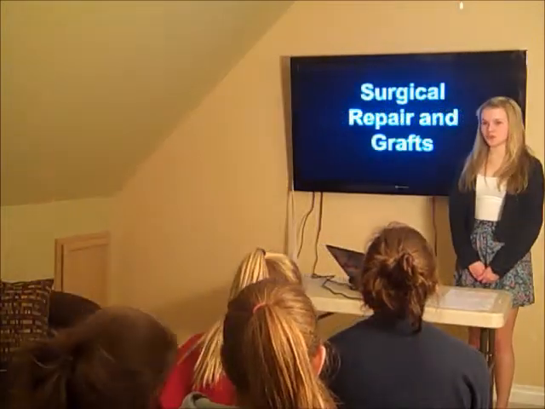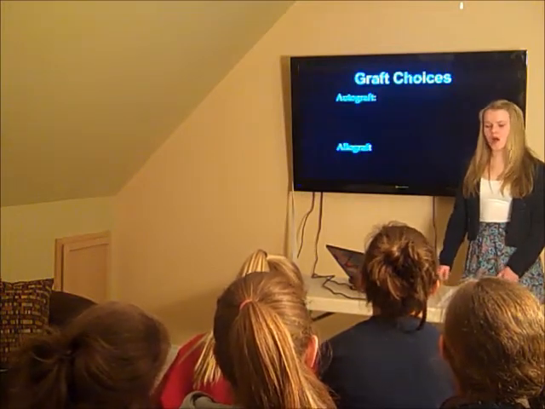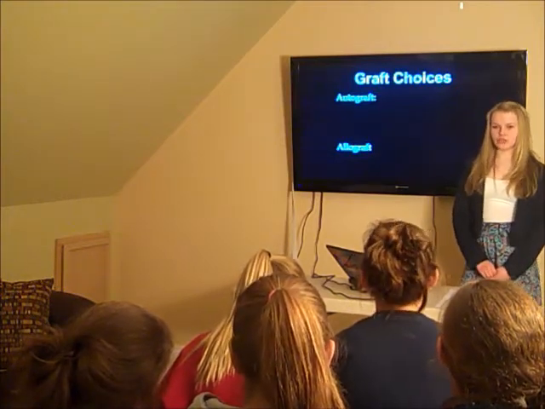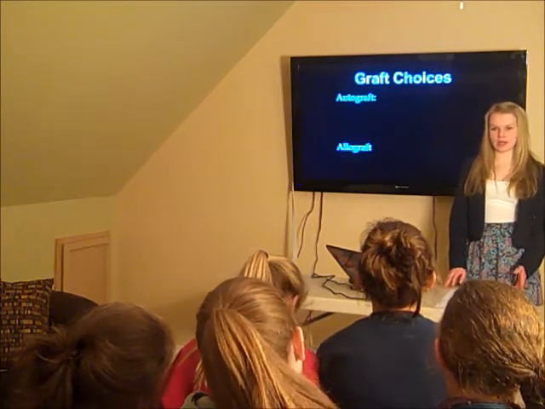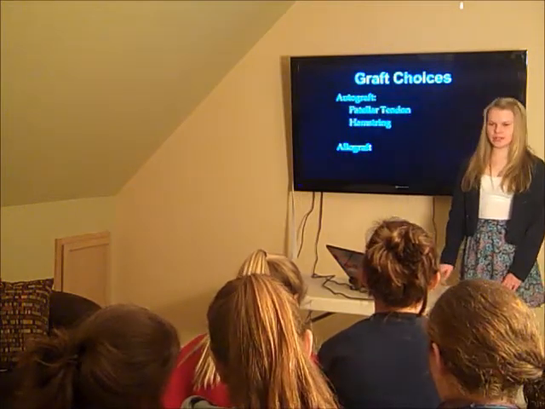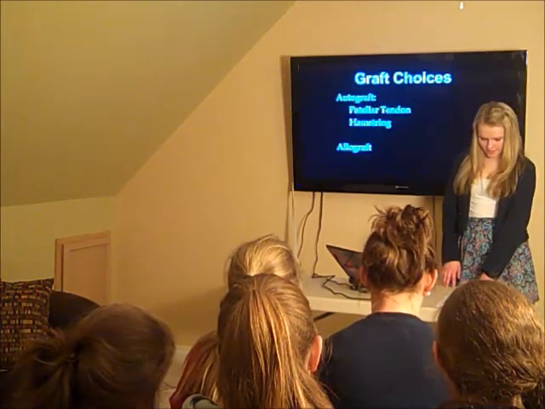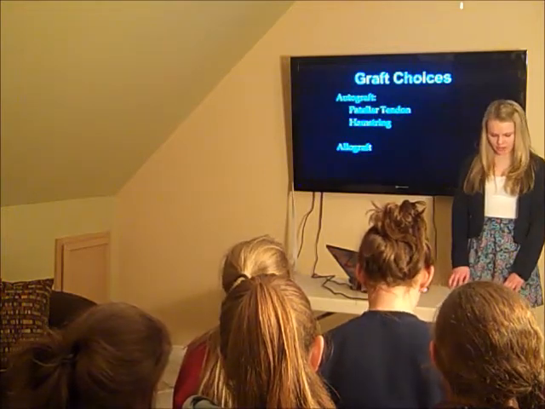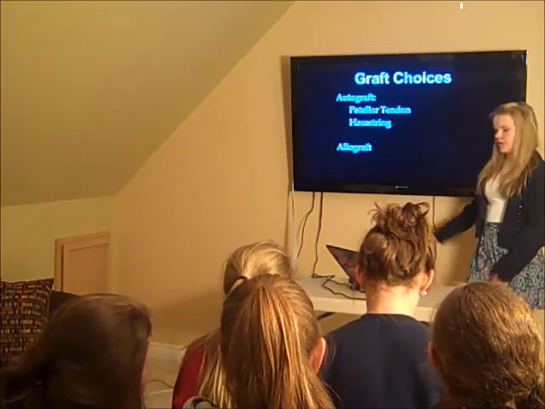Now we're going to talk about surgical repair and the grafts used. So there are 2 categories of grafts used, autografts and allografts. Autografts are medical grafting of a bone or tissue from the patient's body, and an allograft is the use of bone or tissue from a donor's body, which is most commonly a cadaver body. So of the autografts, there are 2 options, the patellar tendon and the hamstring. The patellar tendon is the structure in the front of your knee that connects the kneecap or the patella to the tibia. And your hamstrings are the group of muscles on the back of your thigh. So those are 2 options, and the third is an allograft.